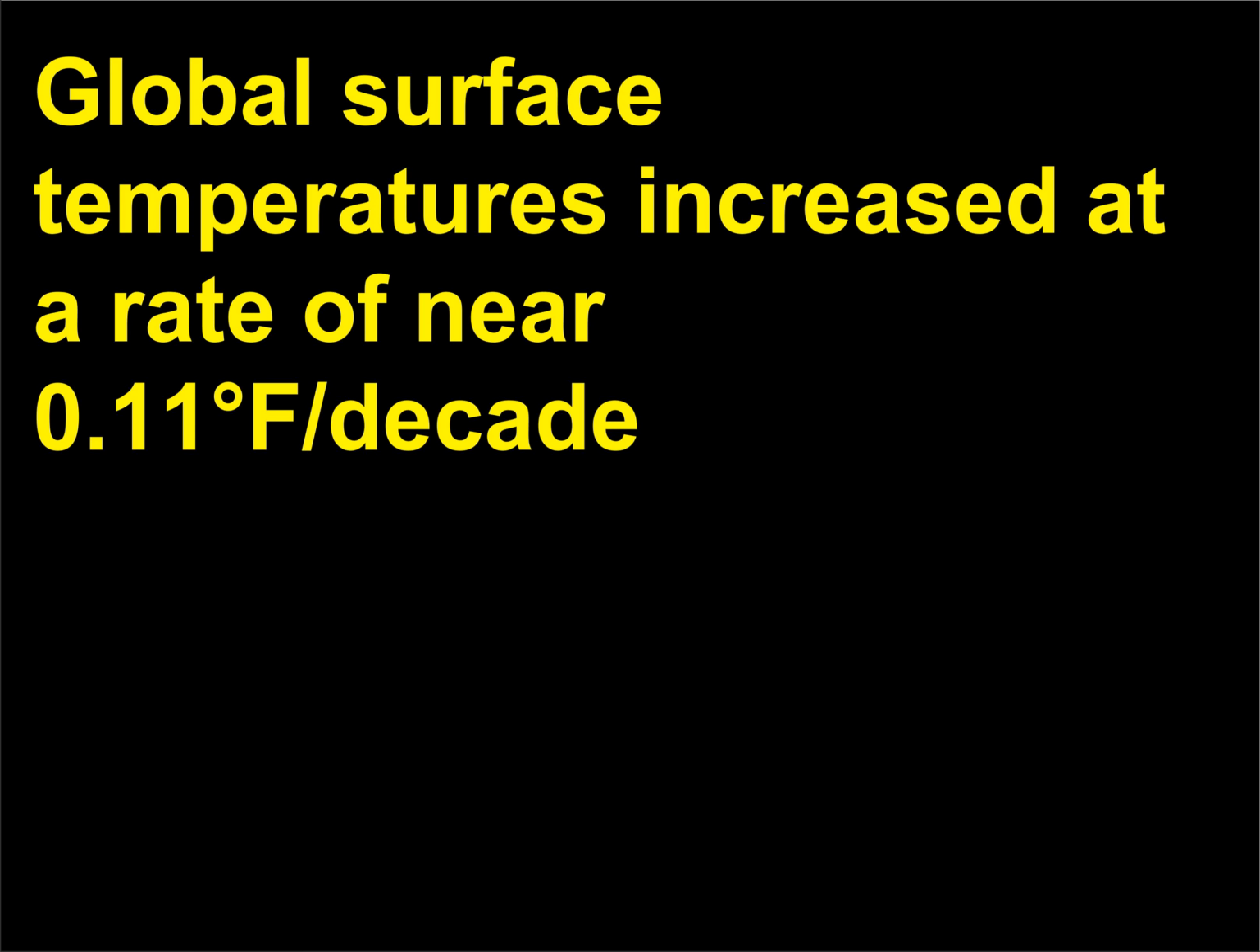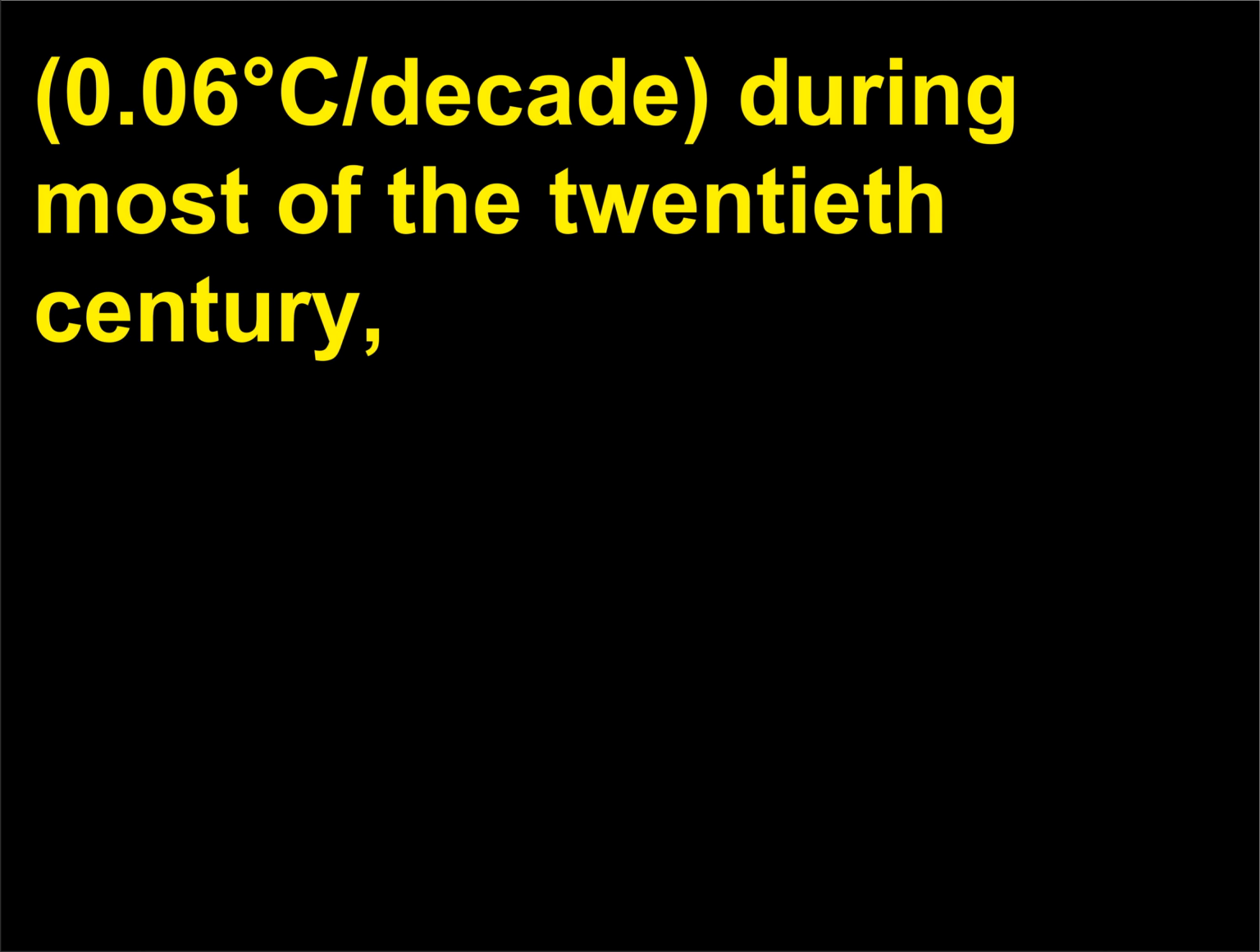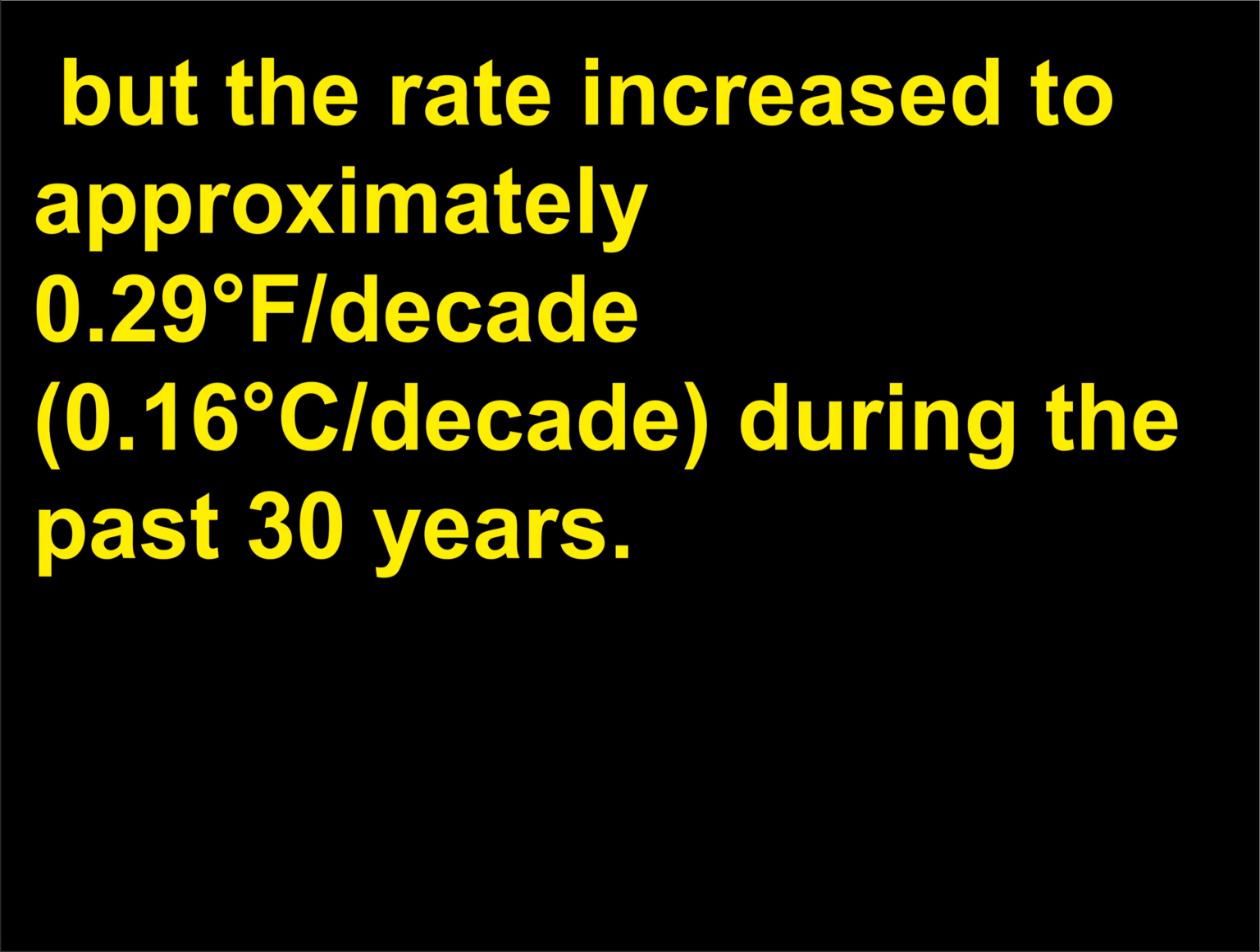Global surface temperatures increased at a rate of near 0.11 degree F/decade, 0.06 degree C/decade, during most of the 20th century. But the rate increased to approximately 0.29 degree F/decade, 0.16 degree C/decade, during the past 30 years.